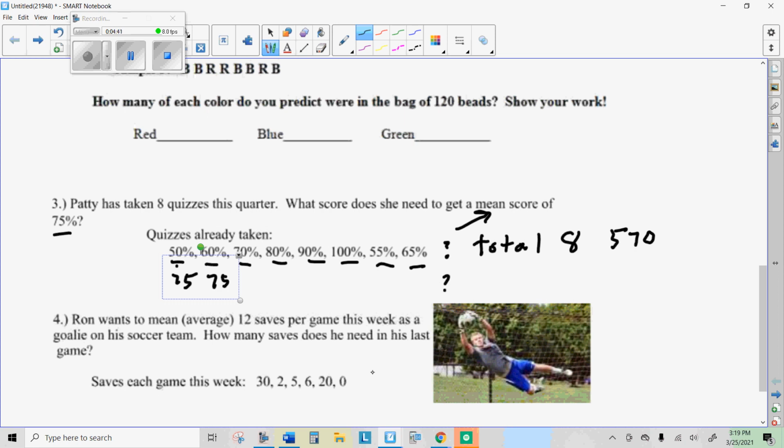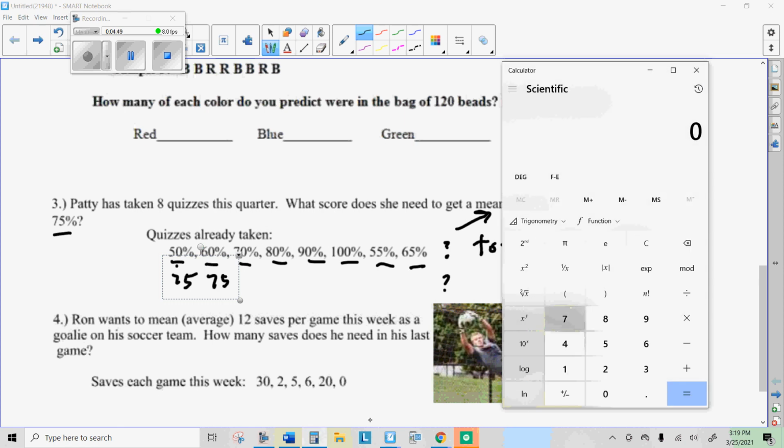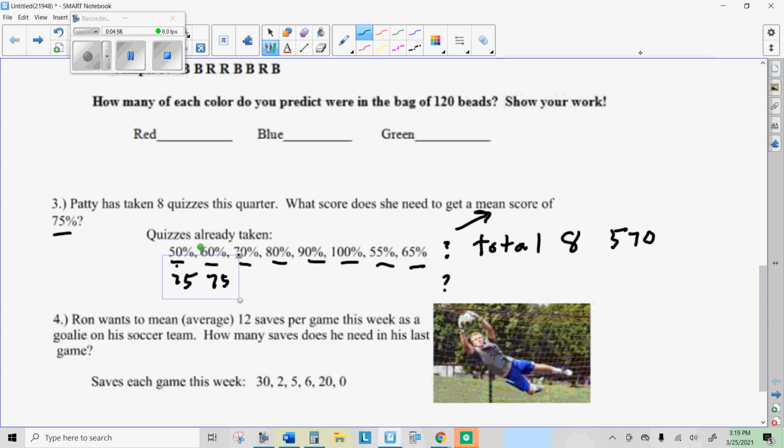If she would have got 75 on all 9 of them, her average would be 75, right? So we can figure out what the total is by just doing 75 times how many quizzes there are, which is, with the new one, that'll be 9, and that's 675. So the target total for 9 is 675.